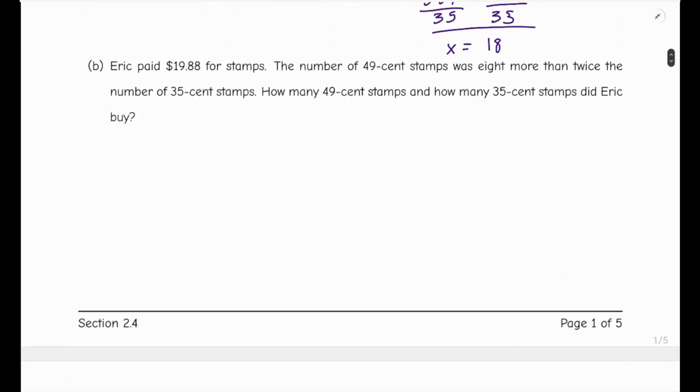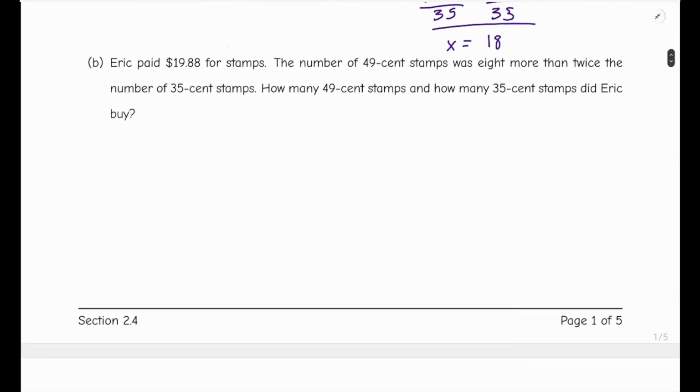Part B. Eric paid $19.88 for stamps. The number of 49-cent stamps was 8 more than twice the number of 35-cent stamps. How many 49-cent stamps and how many 35-cent stamps did Eric buy? So again, starting out by labeling our variables, we have the number of 49-cent stamps, the number of 35-cent stamps.